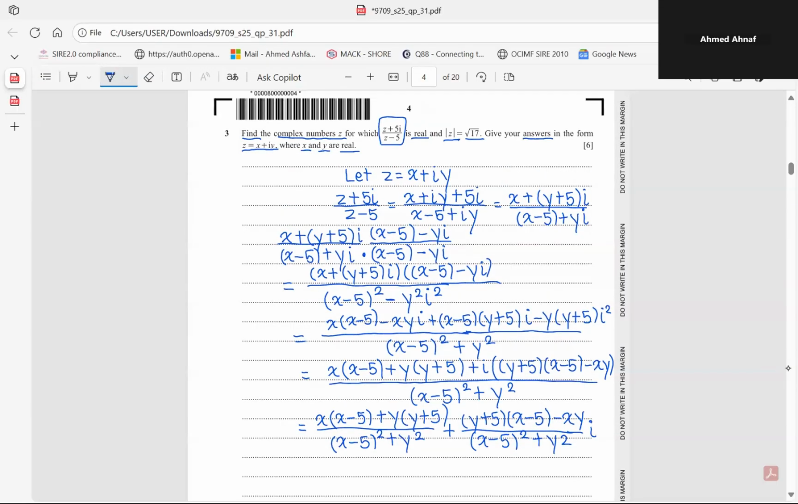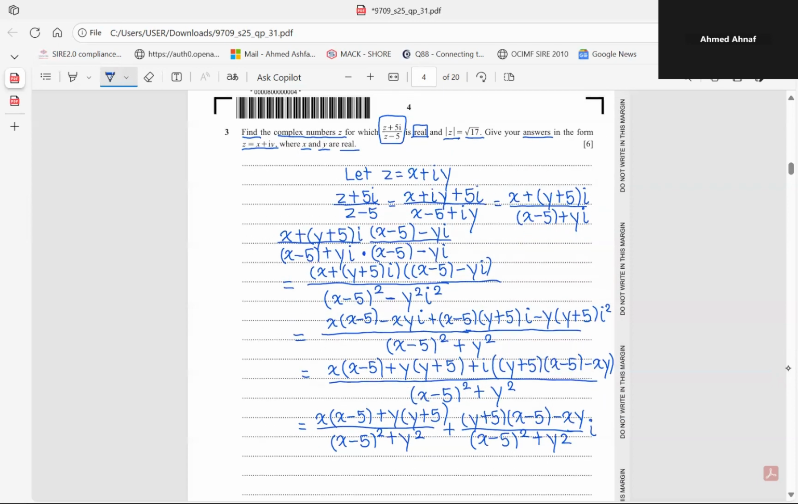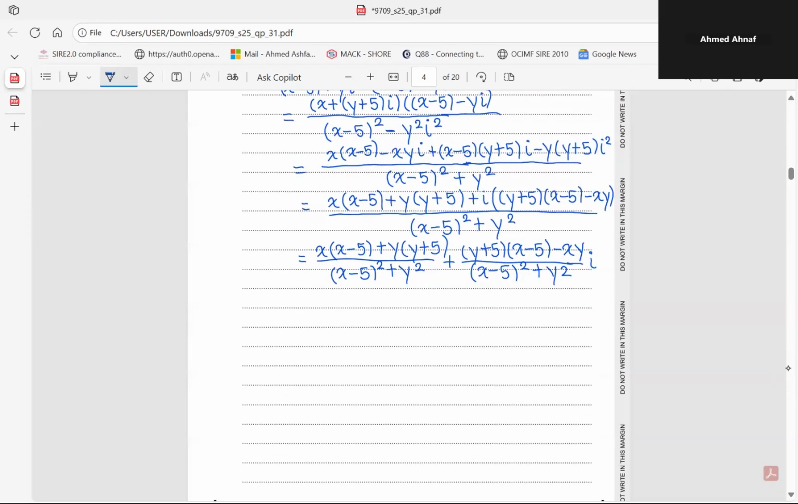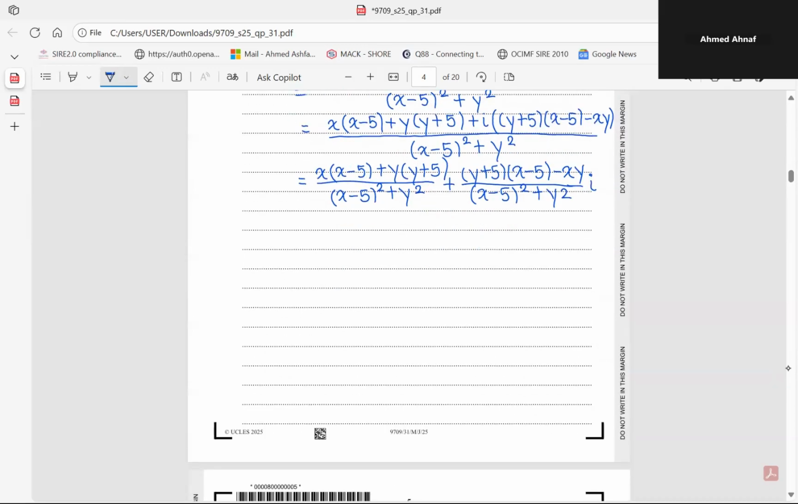Okay, so let's stop here. The question says that this complex number that we evaluated is real. When a complex number is real, it means the imaginary part is equal to 0. So we're going to substitute the coefficient of i with 0. So let's do that. First of all, we can just multiply both sides by the denominator, and we will just have the numerator.